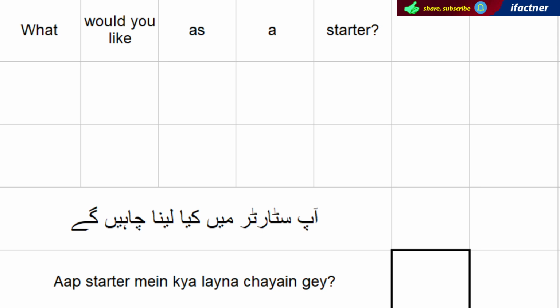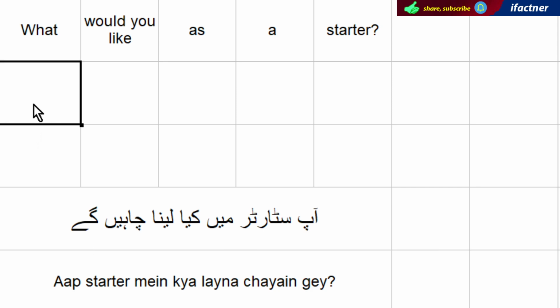Let's start our tutorial. In this tutorial, we are learning to translate English sentences into Urdu to order food at the restaurant. This is part number 3. Now, the waiter asks, "What would you like as a starter?" In Urdu, it can be translated as आप स्टार्टर में क्या लेना चाहेंगे?